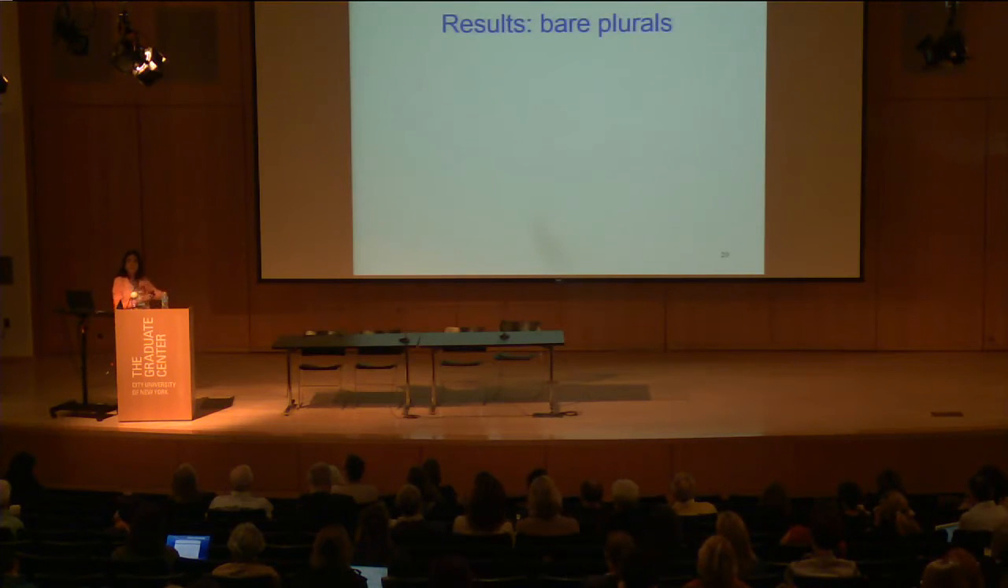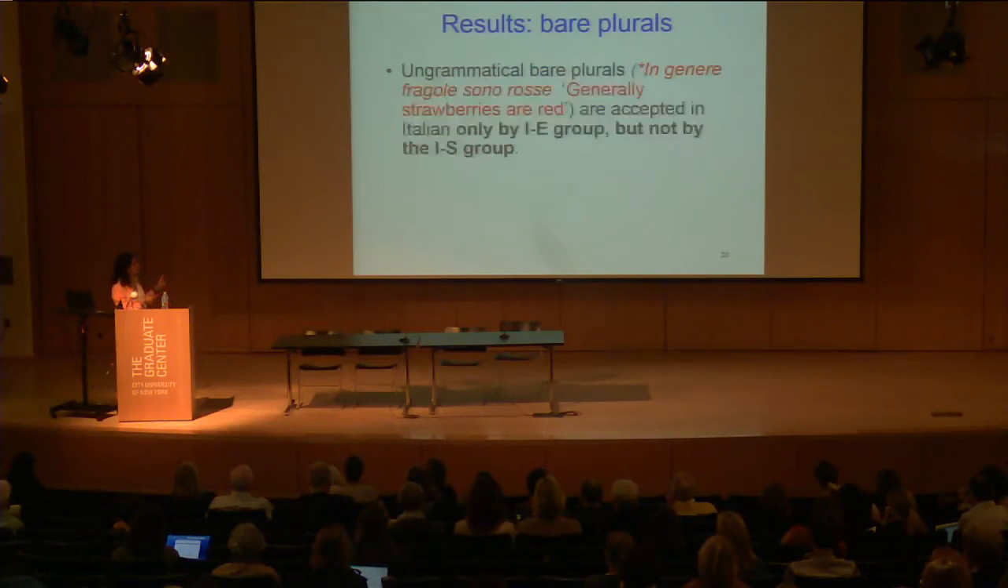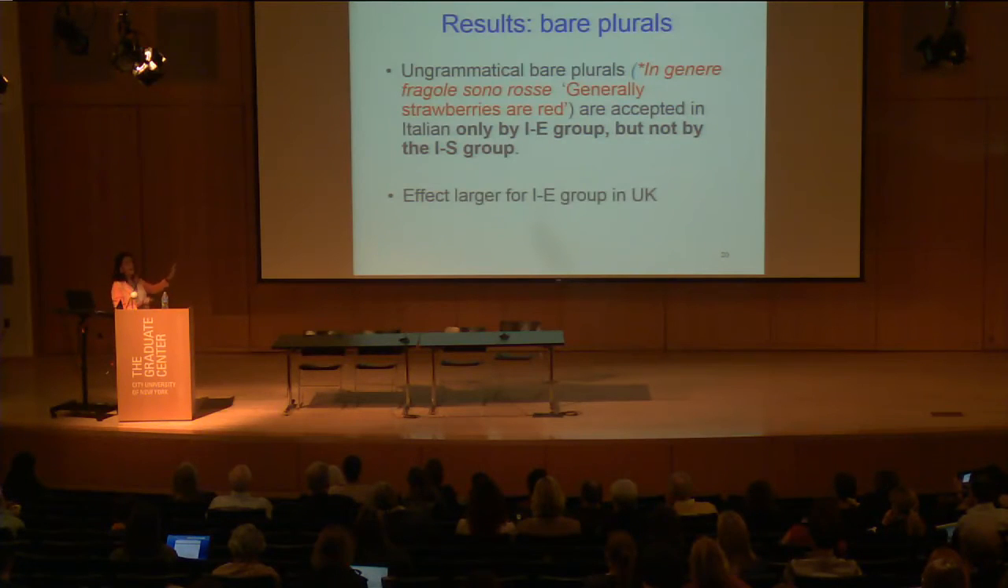For bare plurals, the same children, remember these are the same children, completely different picture, because it's only the English-Italian bilingual children who accept ungrammatical bare plurals in Italian. So sentences like "in genere fragole sono rosse", which is ungrammatical, a clear effect of English, but the Spanish-Italian bilinguals do not. They are absolutely at ceiling, like the child and adult controls in Italy, okay?